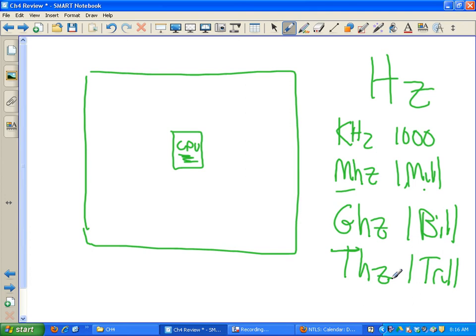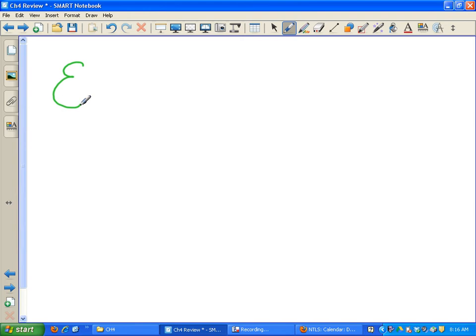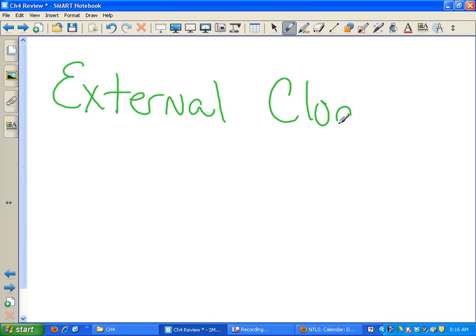Our motherboard speed is rated in hertz, and normally we see it in either mega or gigahertz. When we say cycles per second, what specifically controls how many cycles per second? This was on a quiz. The external clock pulses to control the flow of information around the motherboard. So it all goes, go, go. Think of it like that, except it happens really fast.